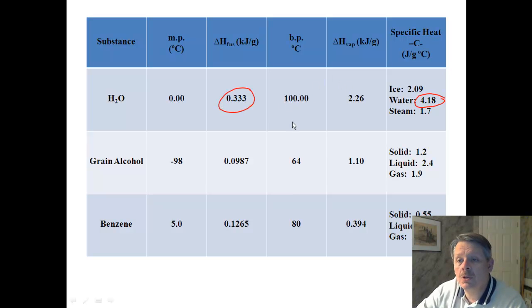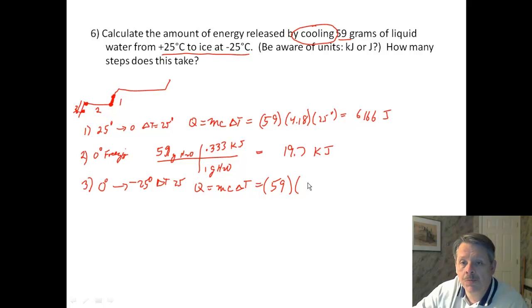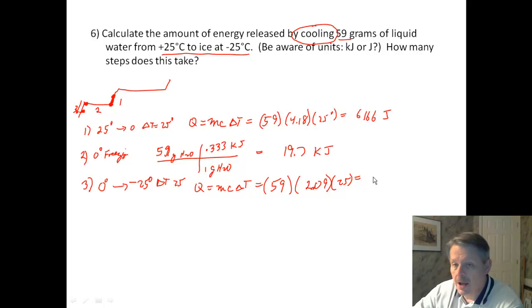I'm not cooling off water. Water is 4.18, but ice is 2.09. So instead of cooling off water, I'm cooling off ice, which has a specific heat of 2.09. And I'm still going down 25 degrees. When I multiply that out, I get 3,083 joules. Nowhere near as much, about half as much as when it's liquid, so it's easier to cool it off when it's a solid.